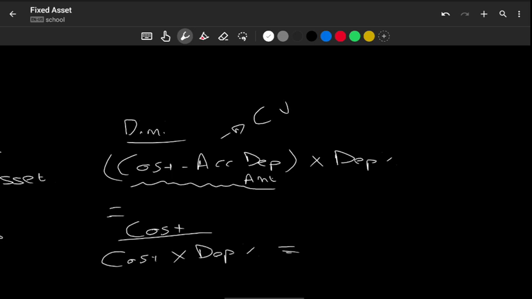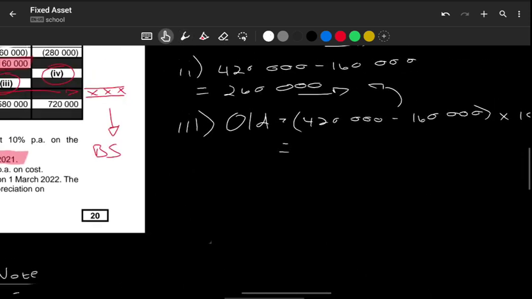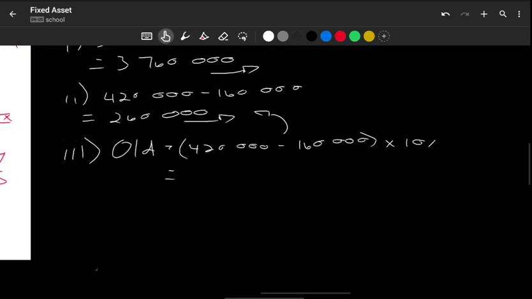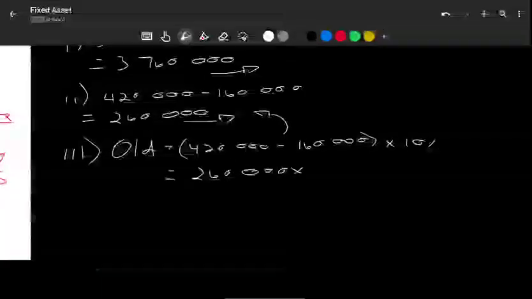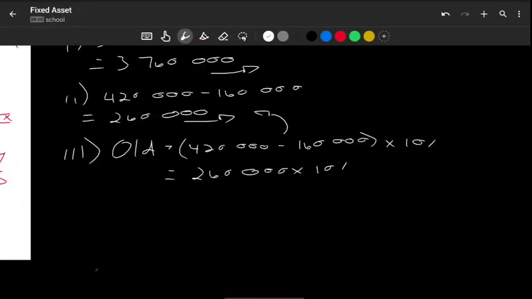So you could say calculating your depreciation on diminishing method, you're just saying carrying value multiplied by your depreciation percentage. So there we know that we had 260,000 multiplied by 10%, and we know that this gives us 26,000. But we're not done.